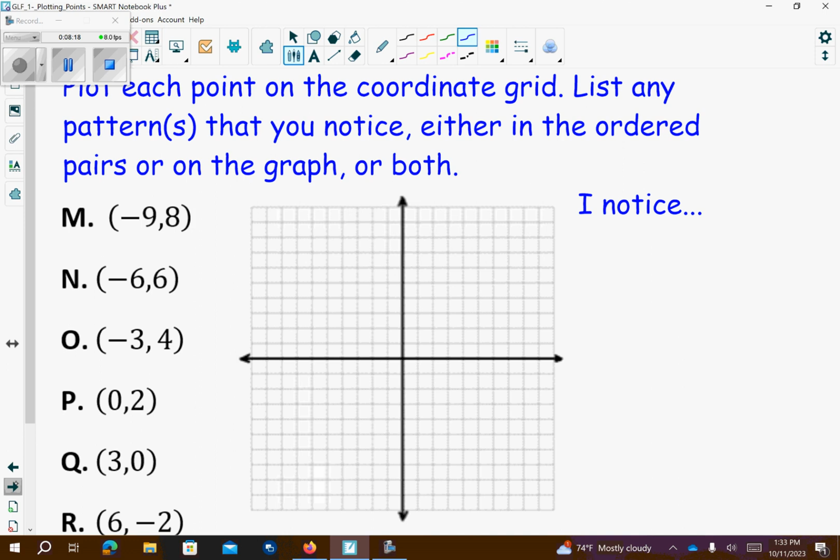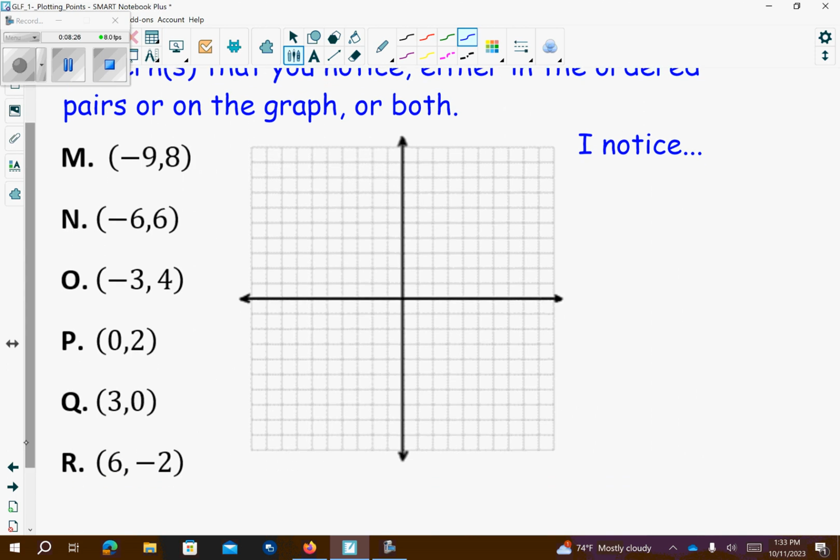Okay, the middle of page 104. So we're going to take care for each of the points, list any patterns. Okay. So I have letter M, I have -9. So 1, 2, 3, 4, 5, 6, 7, 8, 9. Up 8, 1, 2, 3, 4, 5, 6, 7, 8. There's letter M.